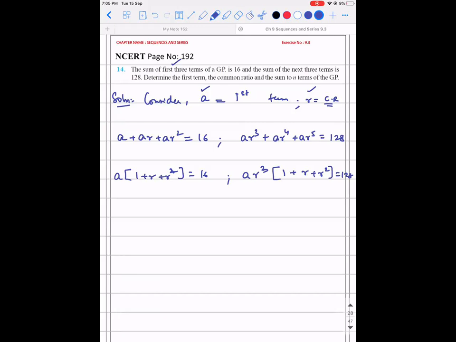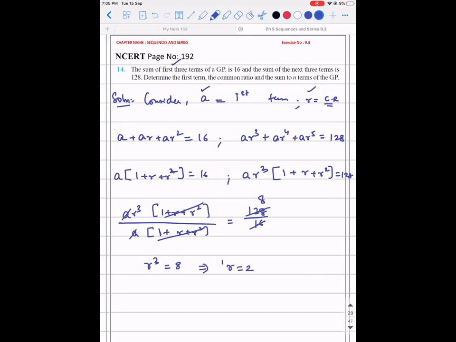Look at both the expressions. What can we do between them? Divide, sir. That's right. So AR cube into 1 plus R plus R square divided by A into 1 plus R plus R square is equal to 128 divided by 16. This and this will get cancelled. A is gone. So R cube will be equal to how much is this? 8. So R cube is equal to 8. R will be 2, sir. That's right. So R is 2.